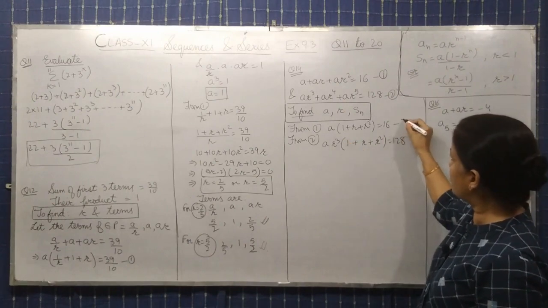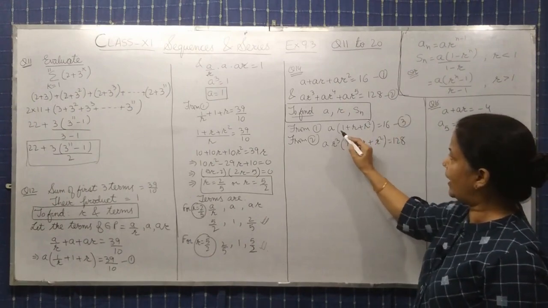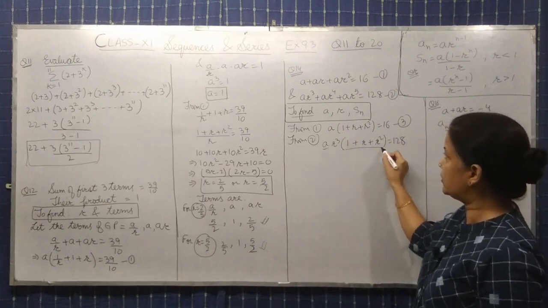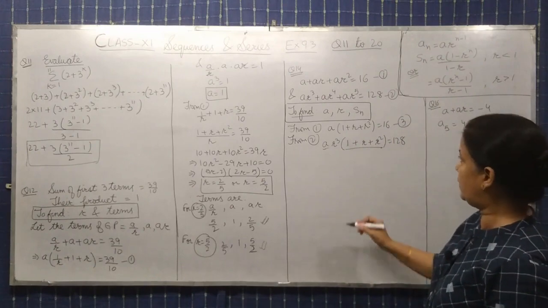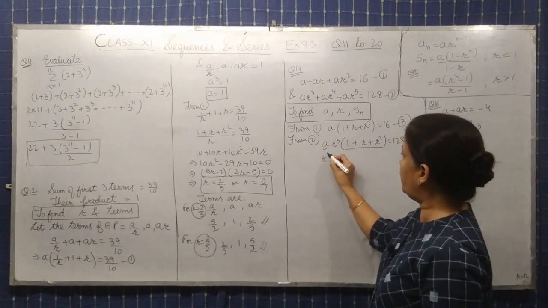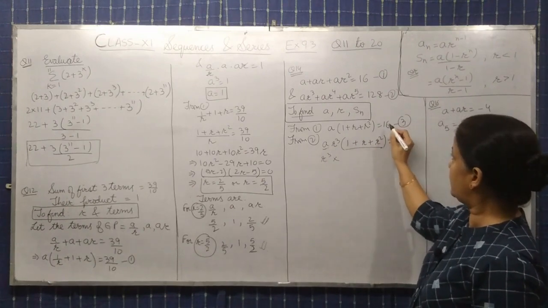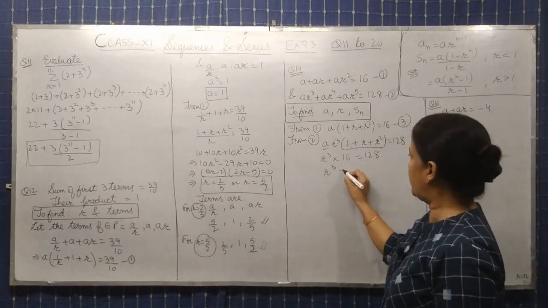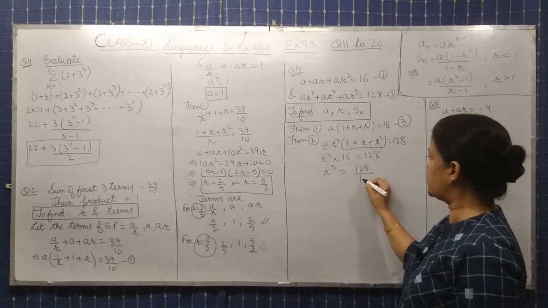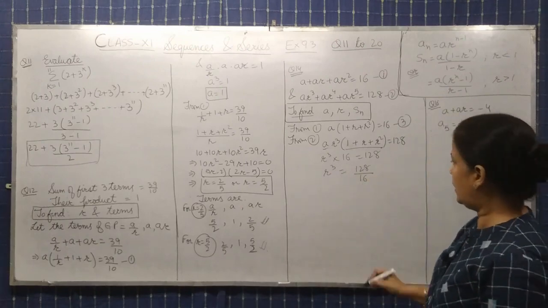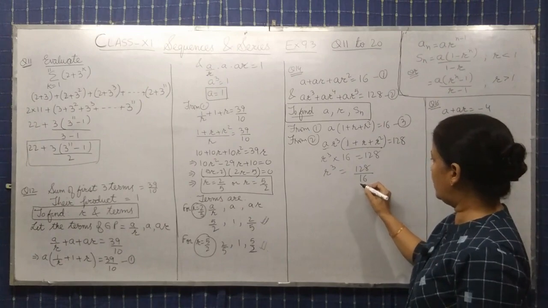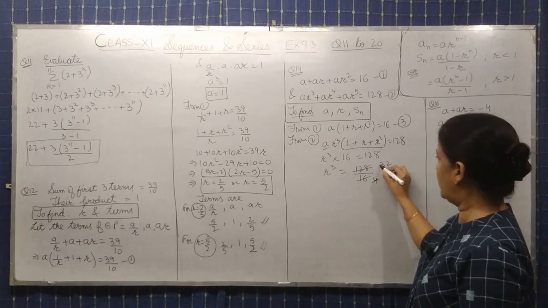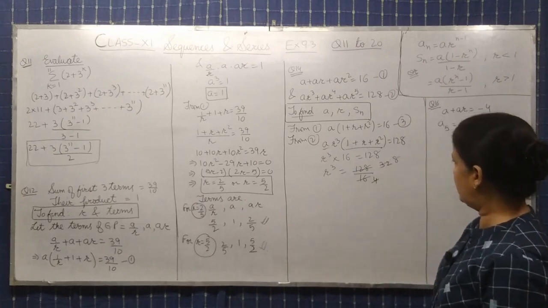From equation 3, A and this value, you will substitute over here. This and this, instead of this, you will substitute its value. So you will get R power 3 into, instead of these, its value 128. So R power 3 equals 128 upon 16. Now cancel it. It will go with 4, then 8.